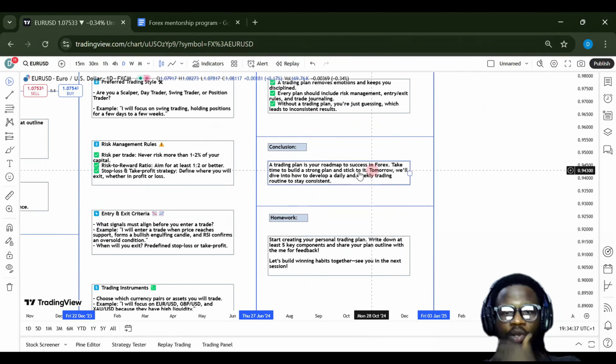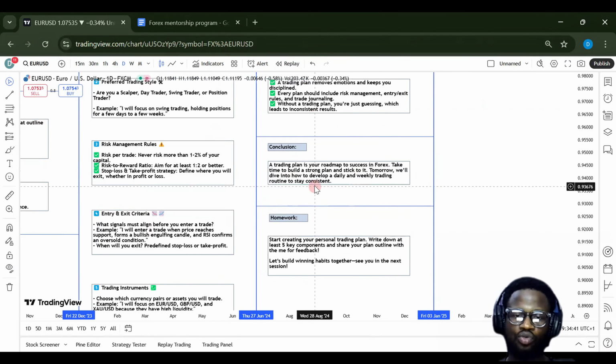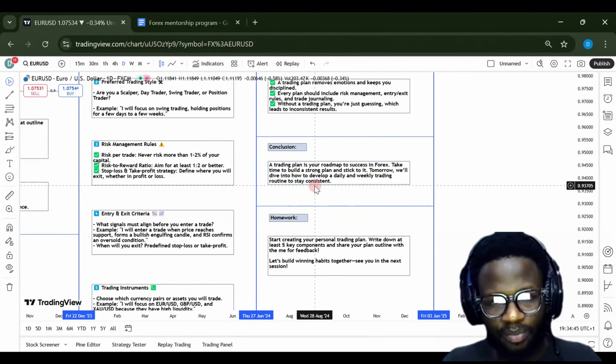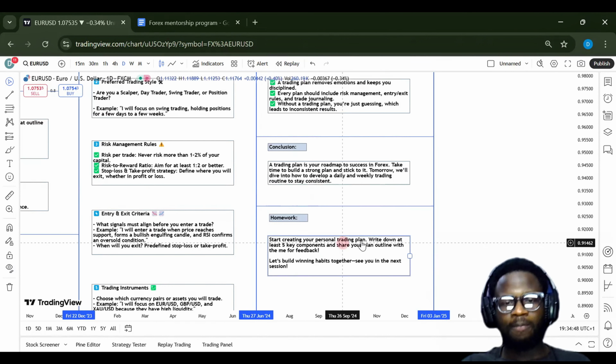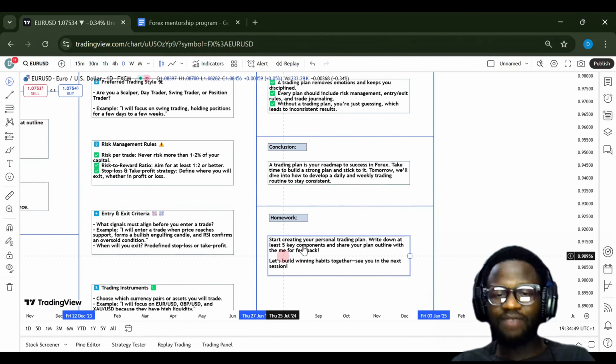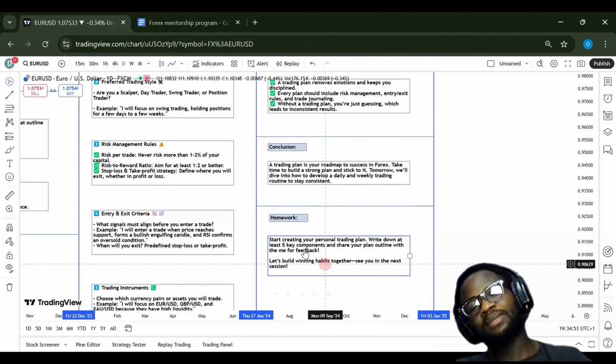All right. So throughout the course of this week, we are going to look deeper into this trading plan thing. All right. So start creating your own personal trading plan. Write down at least 5 key components and share your plan outline to my email, please.